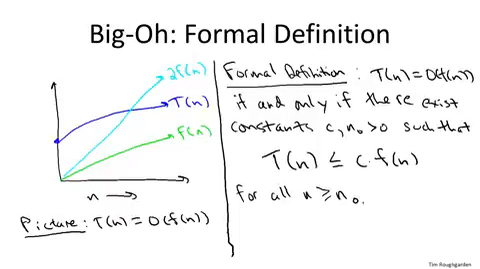So going back to the picture, what are c and n naught? Well, c of course is just going to be 2, and n naught is the crossing point. If we look at where 2 f(n) and T(n) cross, and then we drop the asymptote, this would be the relevant value of n naught in this picture. So that's the formal definition. The way to prove that something's big O of f(n), you exhibit these two constants, c and n naught, and it better be the case that for all n at least n naught, c times f(n) upper bounds T(n).